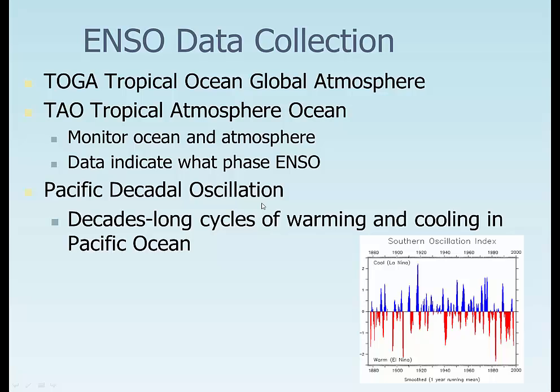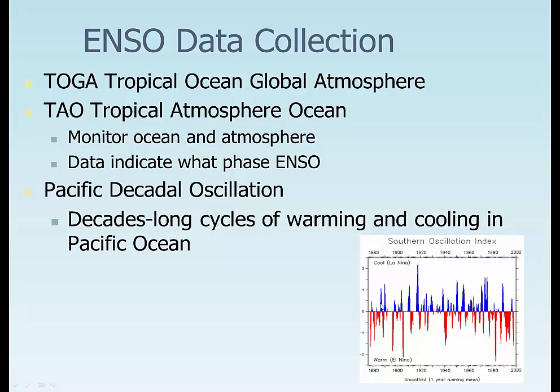ENSO data collection. We have a lot of satellites. We have TOGA, the Tropical Ocean Global Atmosphere, TIO, the Tropic Atmospheric Ocean, which monitors ocean temperature as well as atmospheric conditions. It also indicates what phase of the ENSO we're in, whether it's La Nina, neutral, or the El Nino. Okay, the Pacific Decadal Oscillation, which is basically talking about decade-long cycles of warming and cooling in the Pacific Ocean.